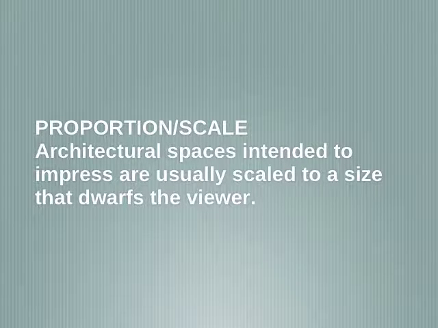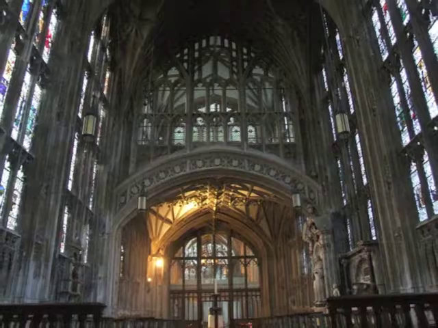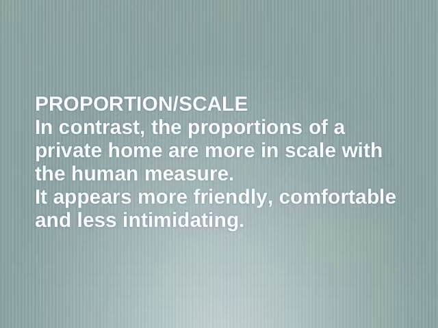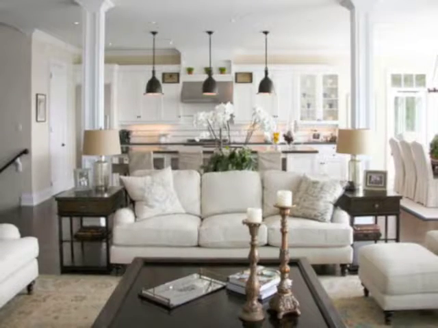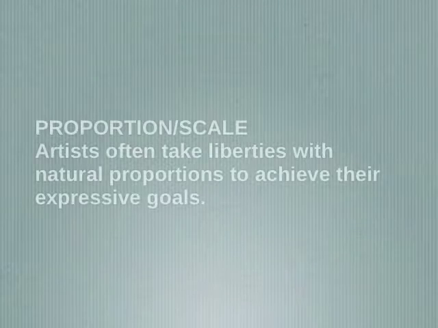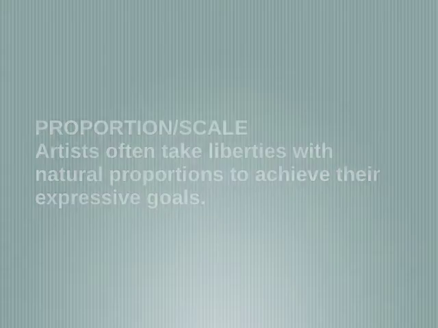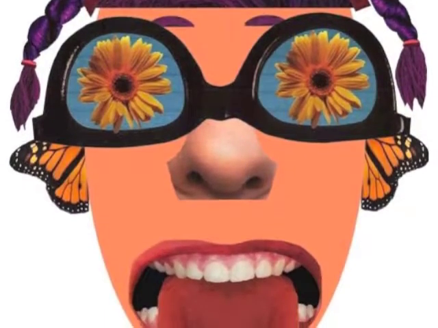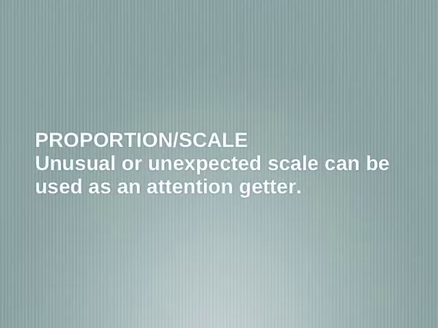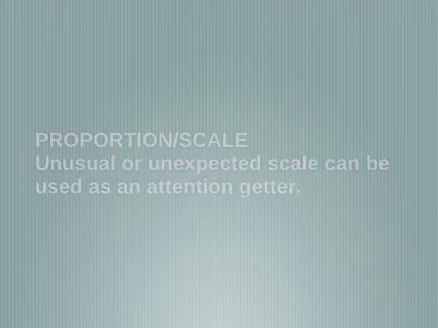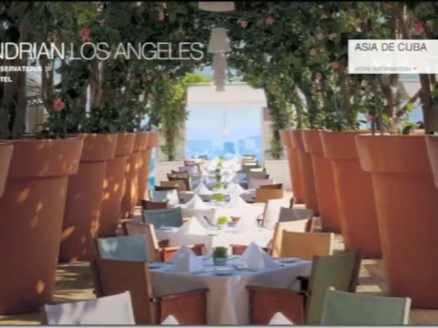Architectural spaces intended to impress are usually scaled to a size that dwarfs the human viewer. In contrast, the proportions of a private home are usually more in scale with the human measure, and as a result, appear more friendly, comfortable, and less intimidating. Artists often take liberties with natural proportions to achieve their expressive goal. Unusual or unexpected scale can be used as an attention getter within a piece.